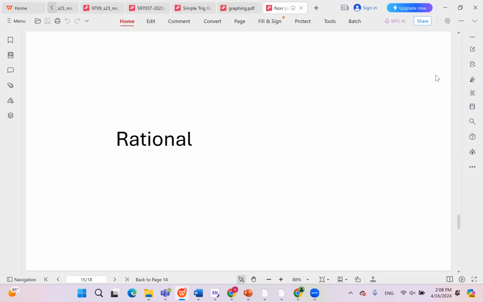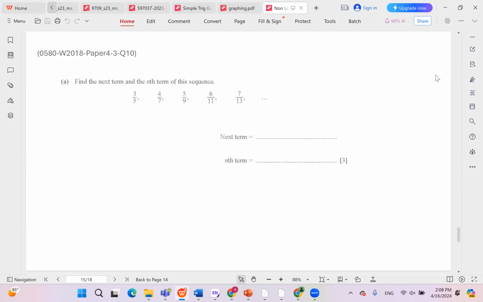Next, we move on to rational sequences. So you have fractions that form a sequence. Fractions are very easy to deal with. You just first deal with the numerators alone and then the denominators alone. So for the numerators, our sequence has 3, 4, 5, 6, 7. And for the denominators, we have 5, 7, 9, 11, and 13.